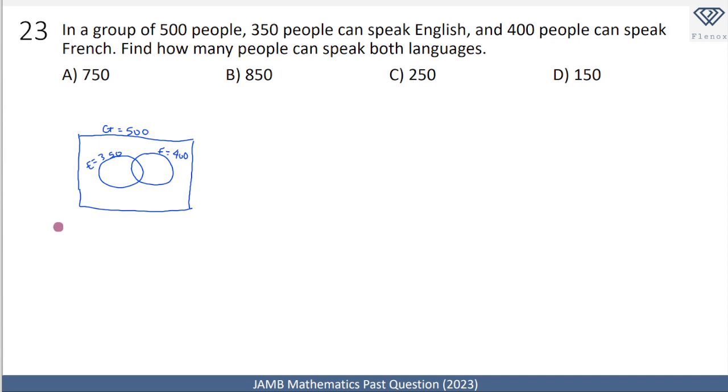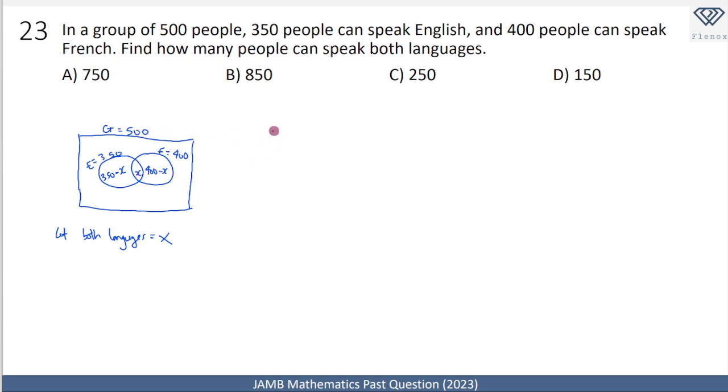So the first thing we'll do is let those that speak both languages be represented as X. We can label this tiny box in here as X. If the number of people that speak both languages is X, then those that speak English alone will be 350 minus X. And those that speak French alone, in the same vein, will be 400 minus X. Now we know that those that speak English alone, those that speak French alone, plus those that speak both languages must equal 500.